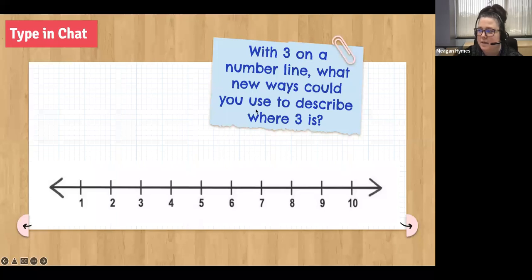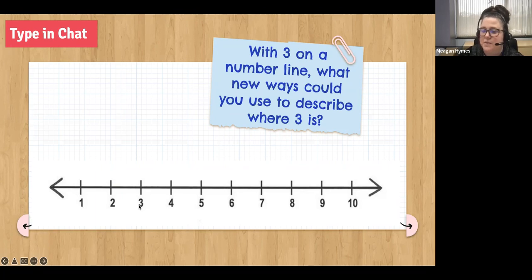Anybody want to give me a few ideas here? So what new ways could you now describe where 3 is by looking at the number line? All right, nice. Thank you, Amber. 2 hops to the right of 1. So 2 hops to the right of 1. 2 hops. I like it. Any other ideas?